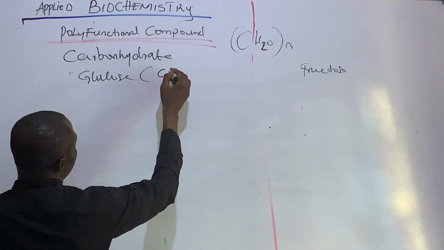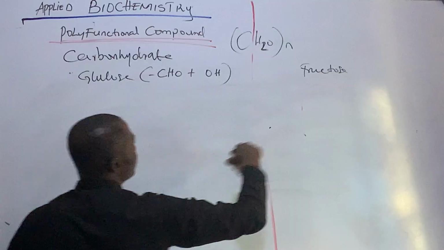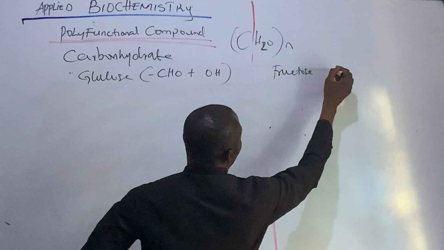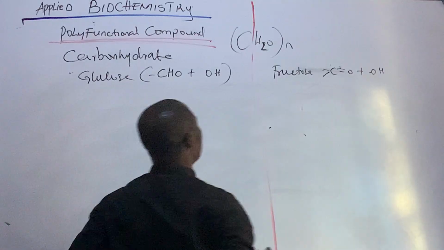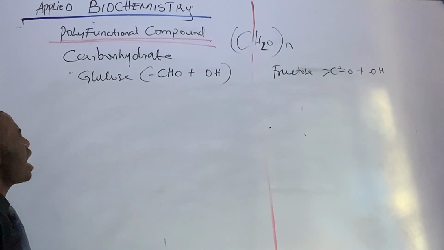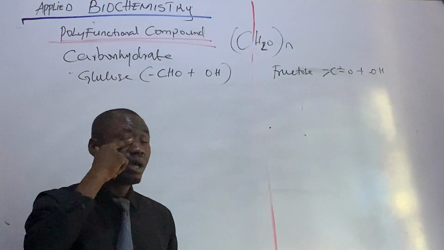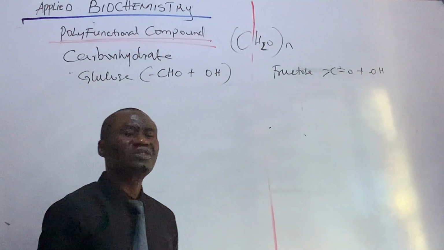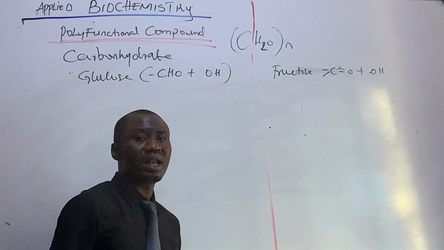All right. For glucose, it has the functional group CHO and then the hydroxyl. For fructose, it has the functional group C=O plus OH. So that's the functional group over there. Now, if you look at the glucose, it is a monomer, a monomer sugar, a single unit sugar. It has 6 carbon atoms that make up the glucose because it's a hexose sugar.